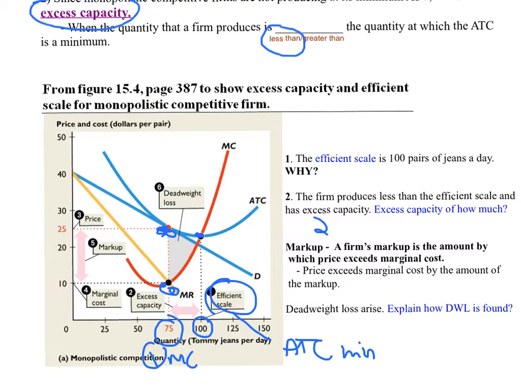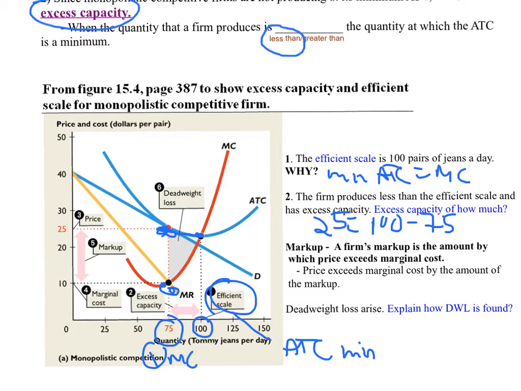They have excess capacity of 25 jeans per day, because 100 is the efficient scale, and then they're at 75. So if they produce 25 more goods, notice the ATC curve would decline. And as mentioned, the efficient scale is 100 because that is at the minimum ATC curve, which of course is where the ATC curve intersects the marginal cost curve.